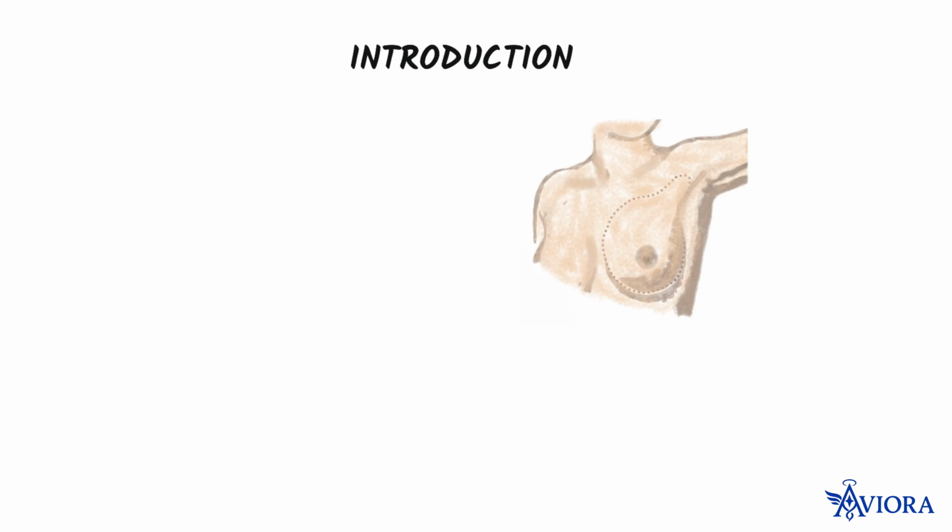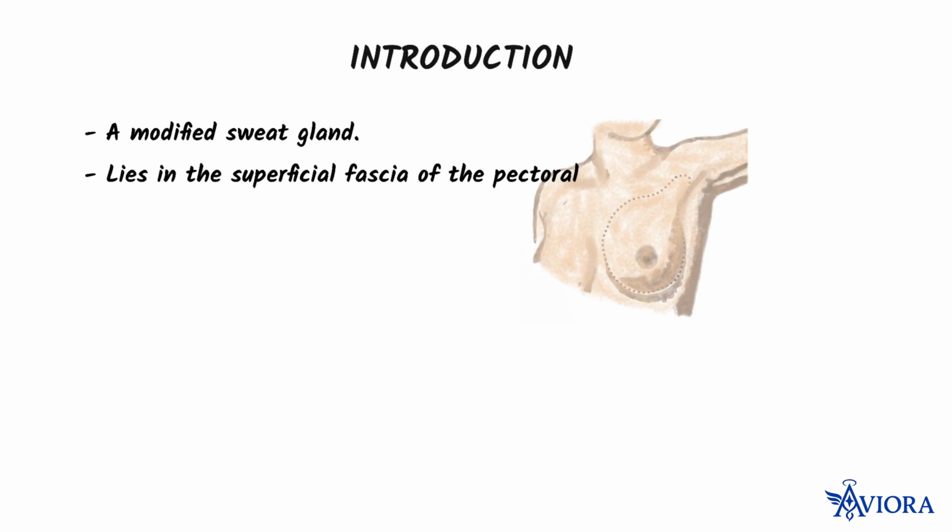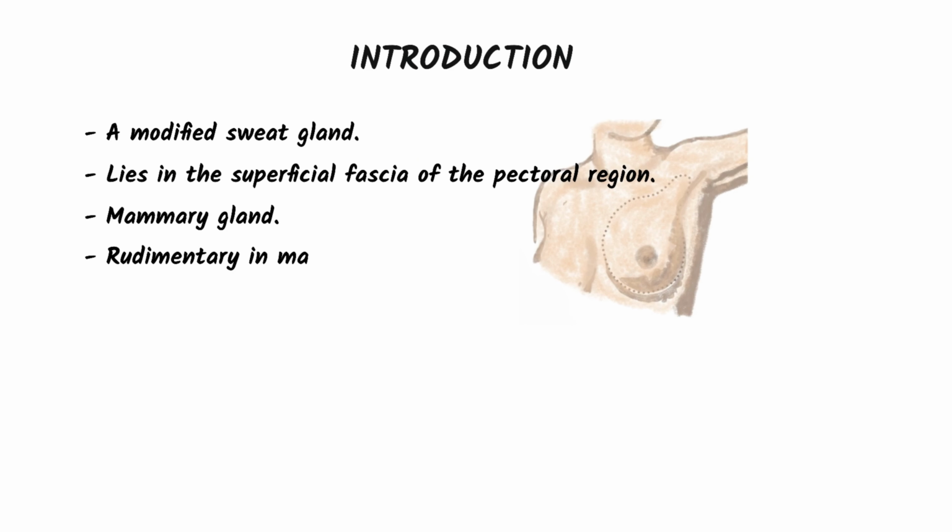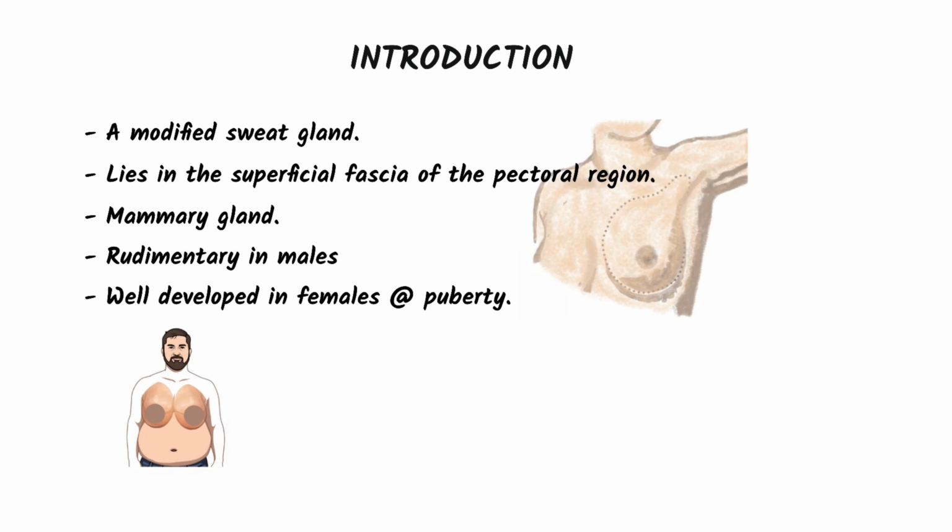By introduction, the breast is a modified sweat gland that lies in the superficial fascia of the pectoral region. It is also known as the mammary gland. It is present in both males and females. However, it is rudimentary in males and becomes well-developed in females at puberty. In uncommon situations, the male breast may become enlarged. This condition is known as gynecomastia.